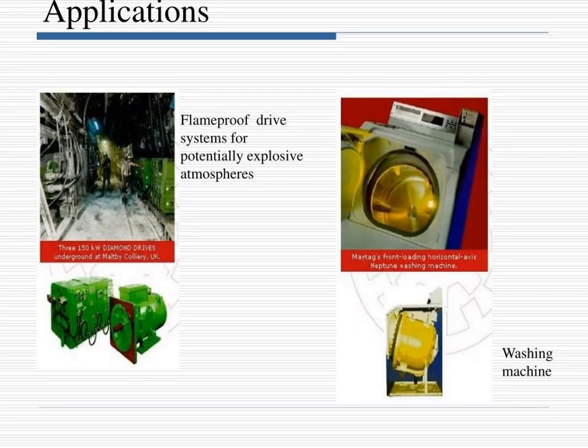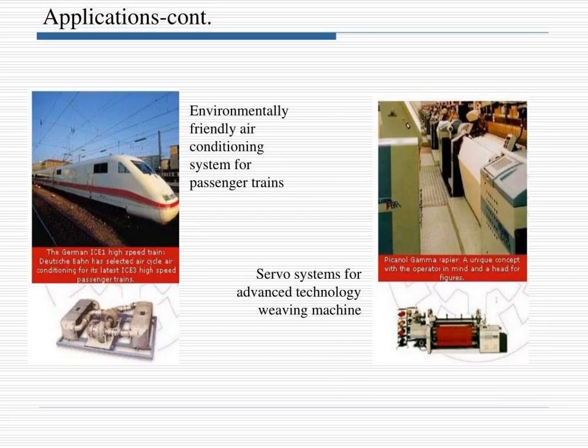These are the applications of the SRM. The first is flame-proof systems for potentially explosive atmospheres, and washing machines. It is also used in environmentally friendly air conditioning systems for passenger trains and servo systems for advanced technology weaving machines.